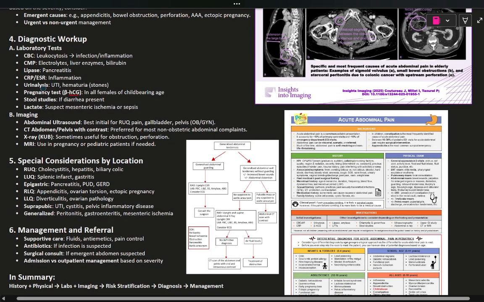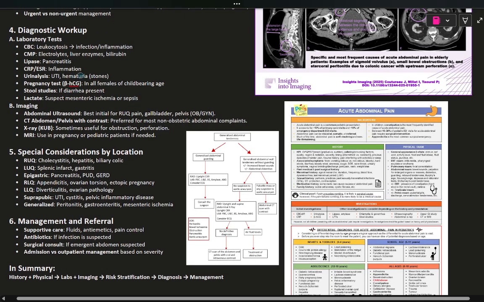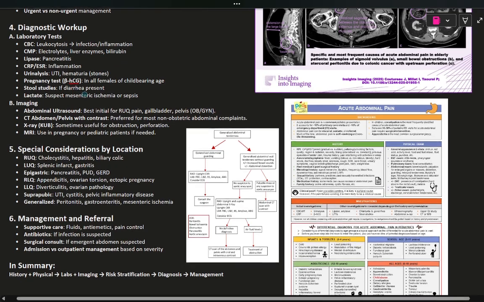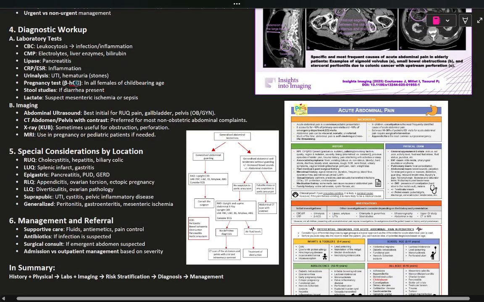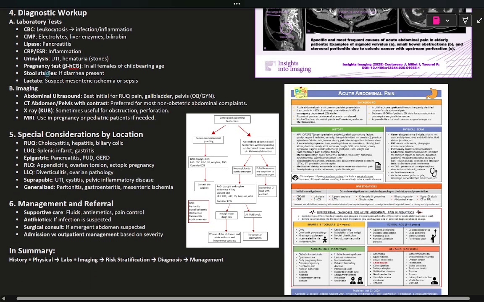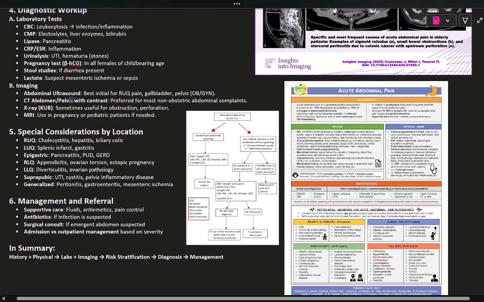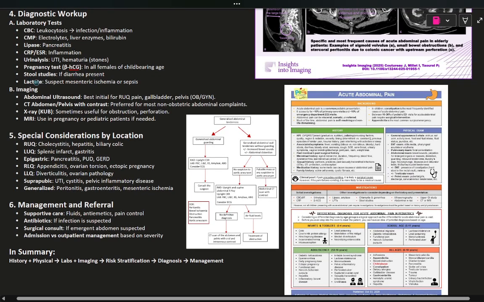Your urinalysis should be ordered when one suspects a urinary tract infection or hematuria. And hematuria means bloody urine, and that can result from the buildup of kidney stones. And then, of course, your beta-human chorionic gonadotropin test, also known as a pregnancy test. This should be ordered for all females of childbearing age. And then you should do a stool study if diarrhea is present. The lactate values can be useful for cases where one suspects mesenteric ischemia or sepsis.